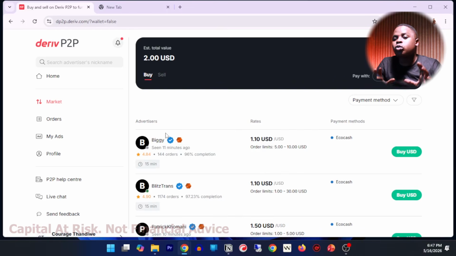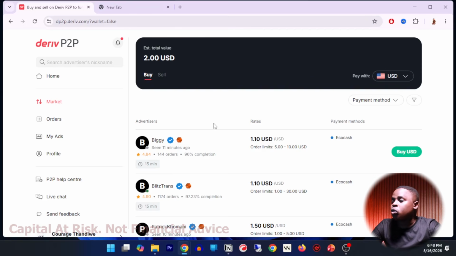But what you want to look for if you are looking to exchange money with someone on Deriv is how many orders they have completed, how good their reviews and ratings are, and also what their completion rate percentage is. The other thing that you want to look for is the rates. The rate is the amount of money that you need to give to that person so that they can transfer the amount you want to your account.